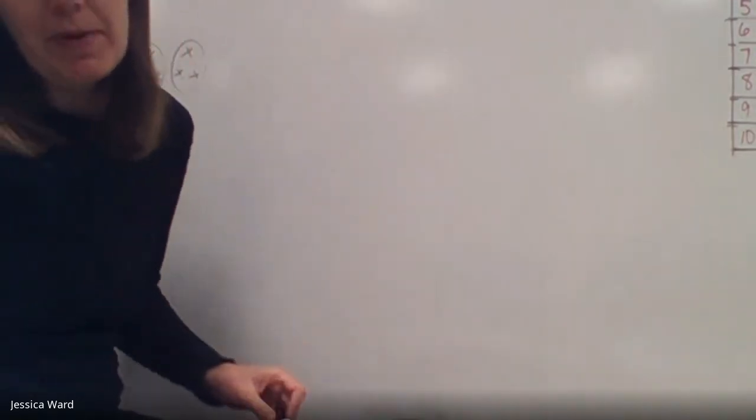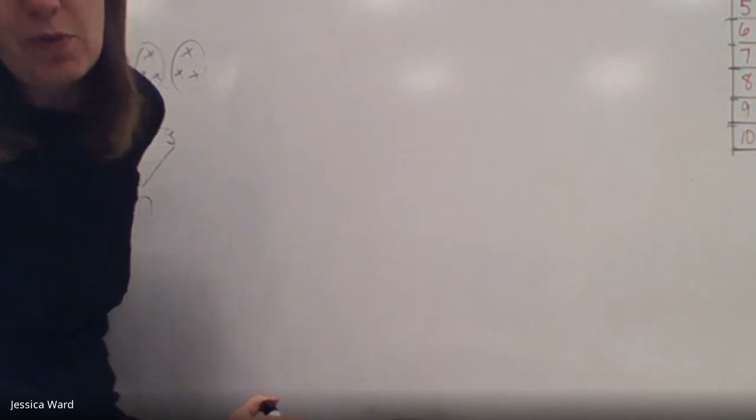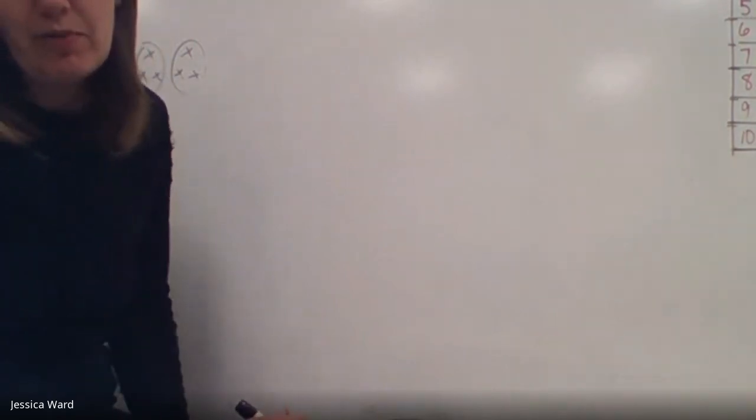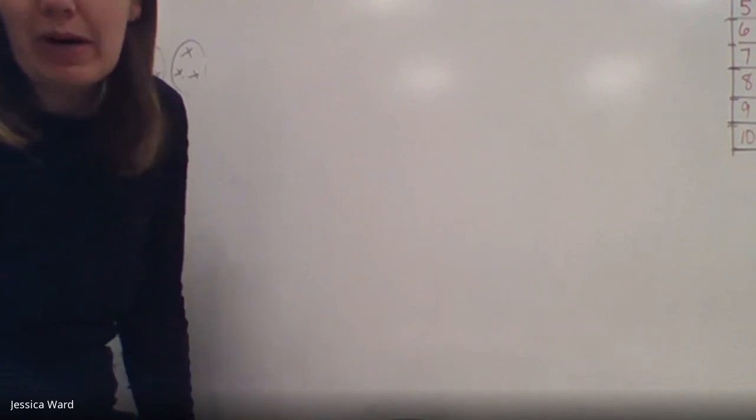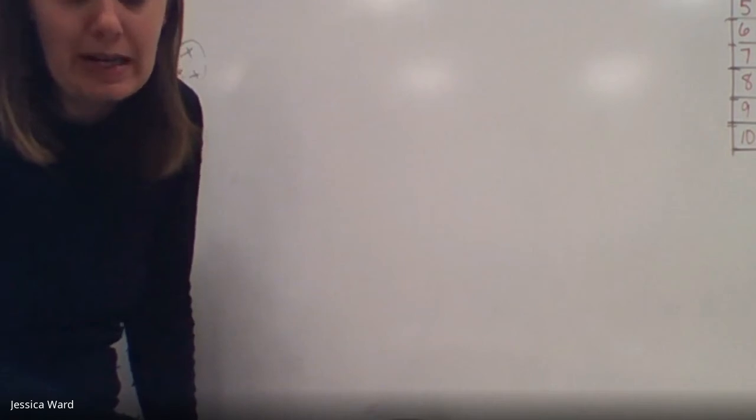Number 8 says break apart the array to find 9 times 4. Fill in the blanks to show your work. So they already gave you an array, and you are going to go ahead and break it apart. Now, you could break it apart in any way that you want.